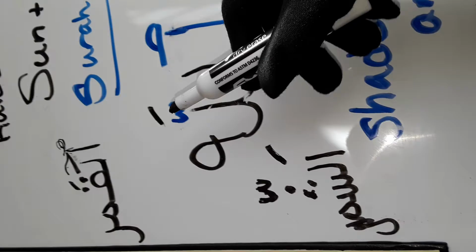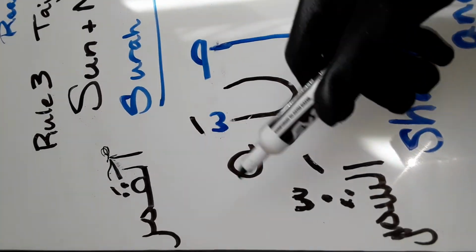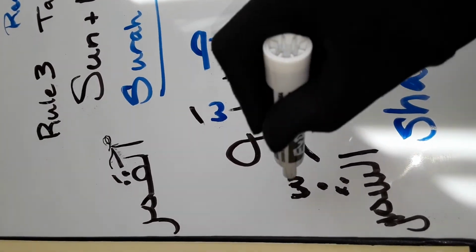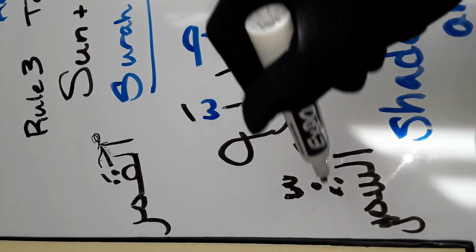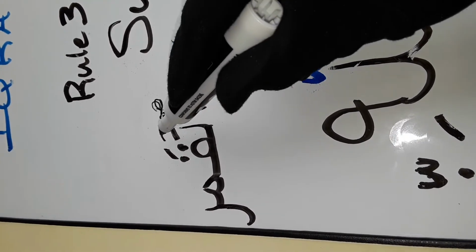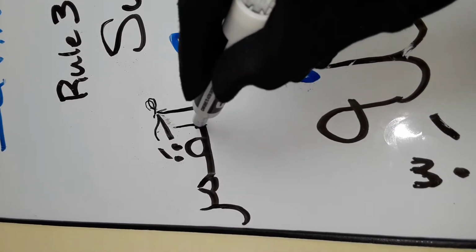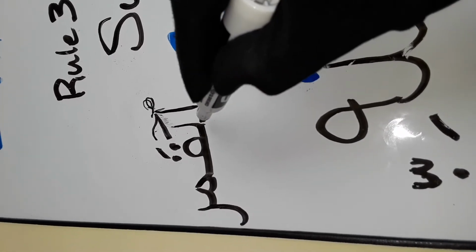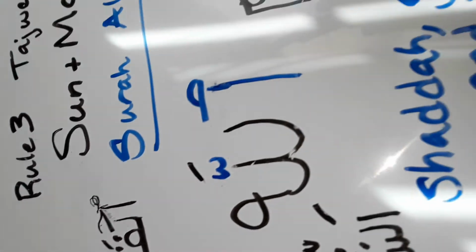Inshallah, that covers the third rule, which is the sun and moon letters. So anytime you see alif lam with the shadda, you go straight to the shadda, skip the lam. Anytime you see alif lam with the sukoon and no shadda, there's a sukoon on the lam, then you pronounce that lam. And that's it. Pretty simple.